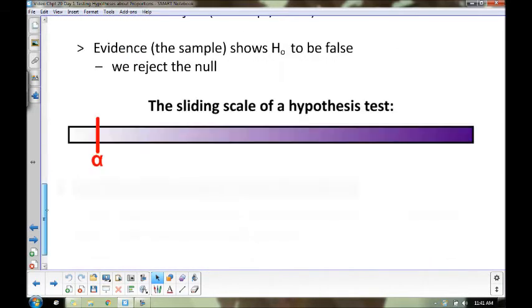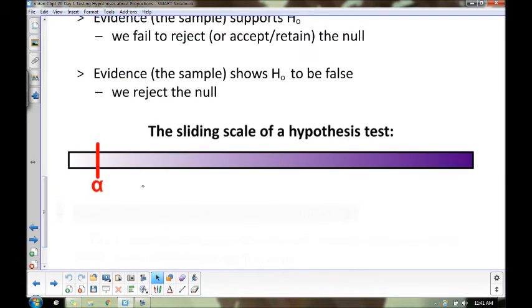This is because the hypothesis test is really a sliding scale. Whatever you want to talk about here, here's my scale. And we have certain points along my scale where we get to reject the null hypothesis or fail to reject.